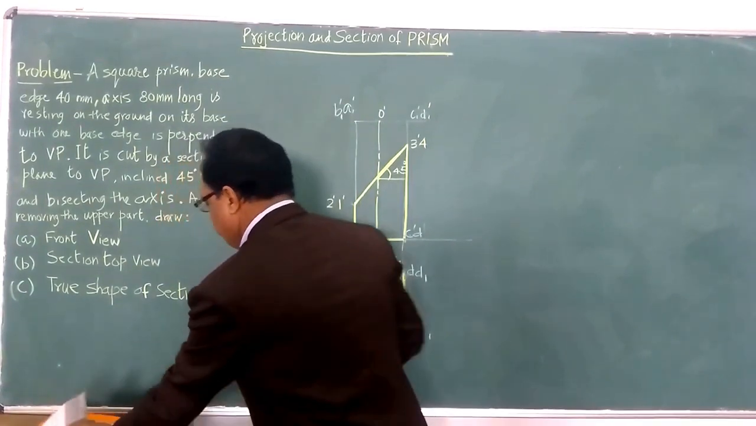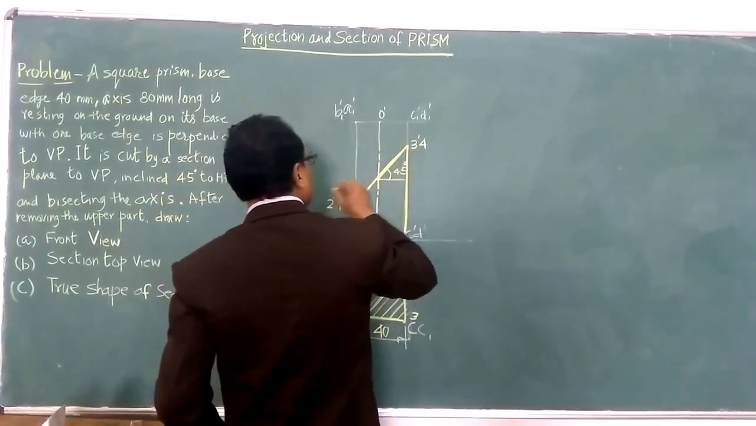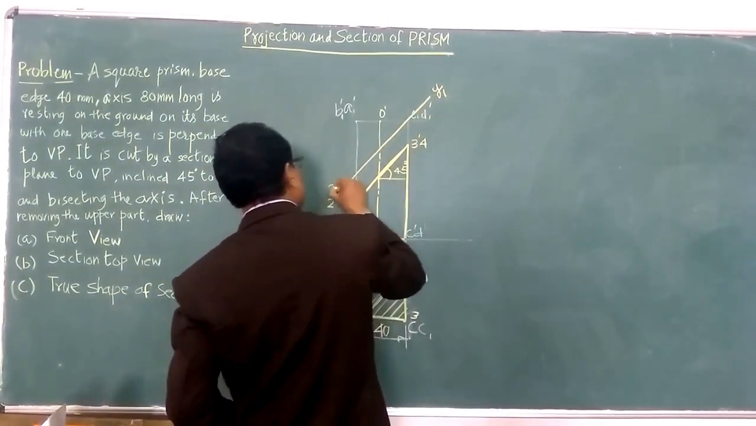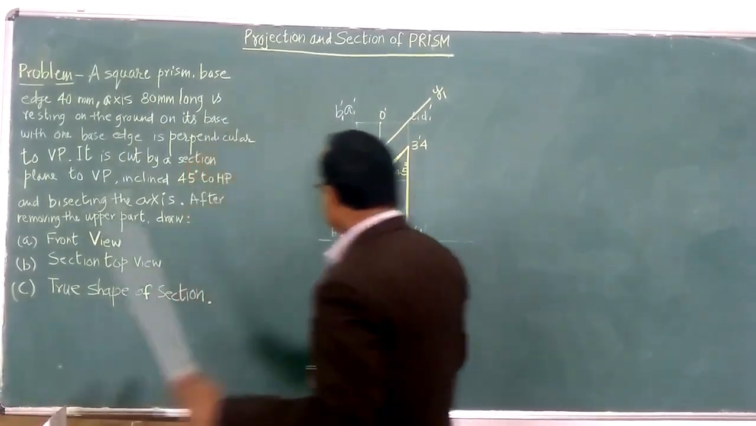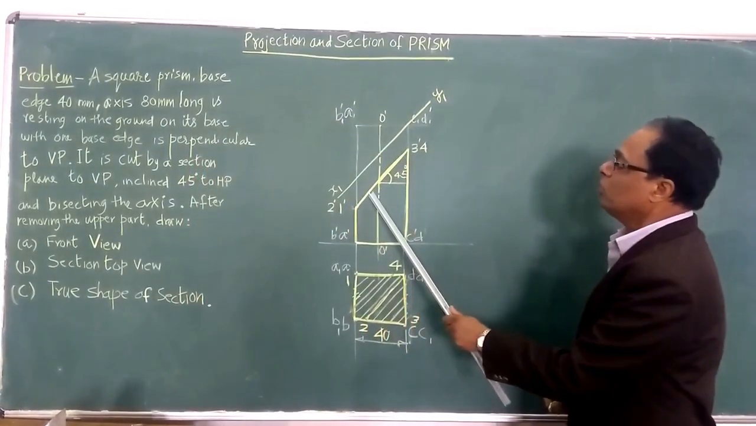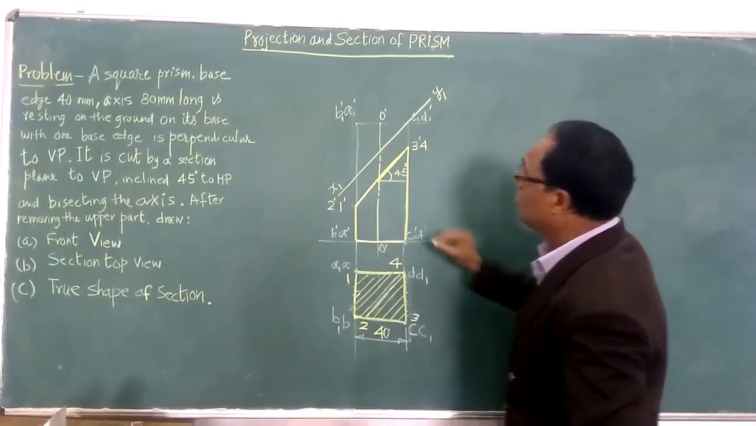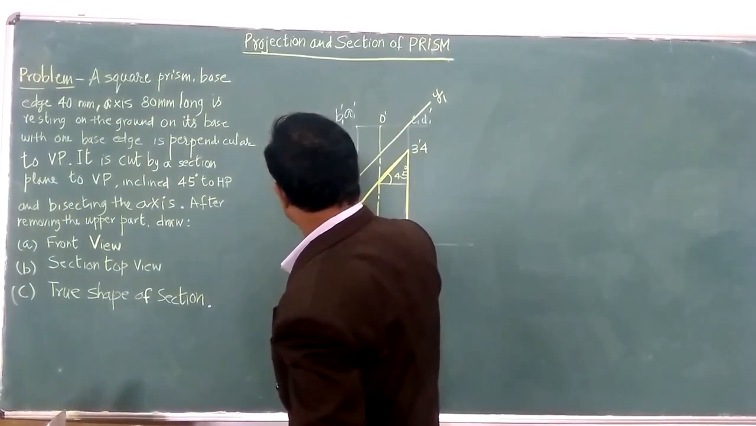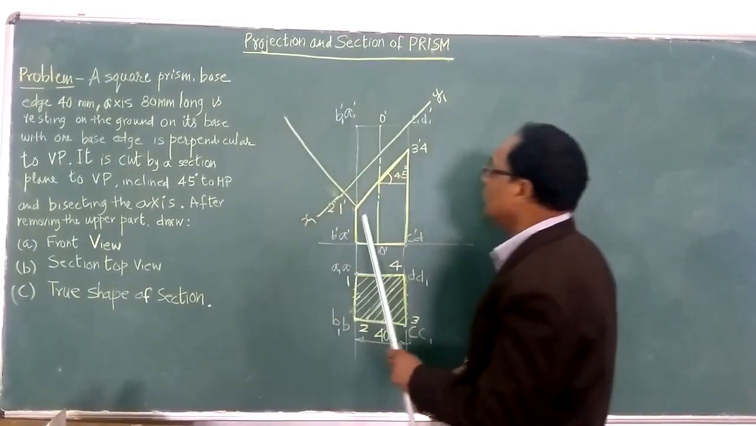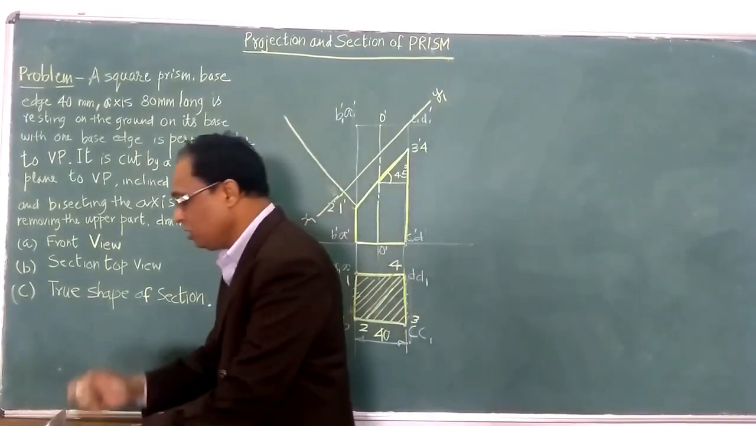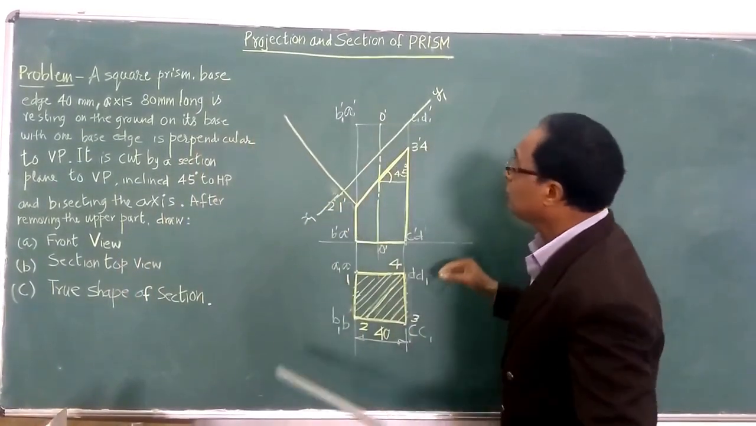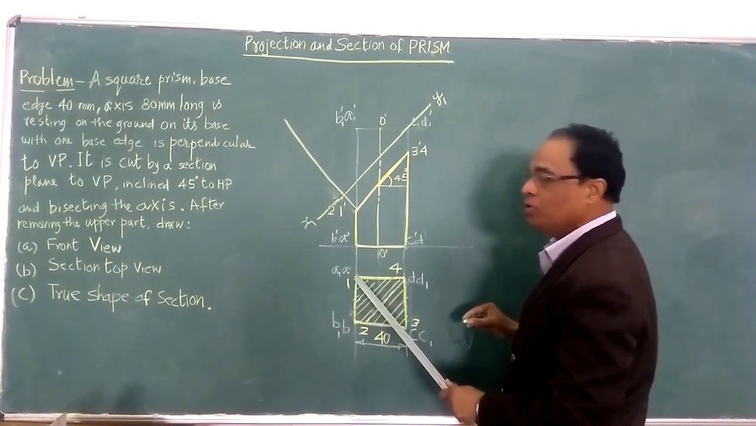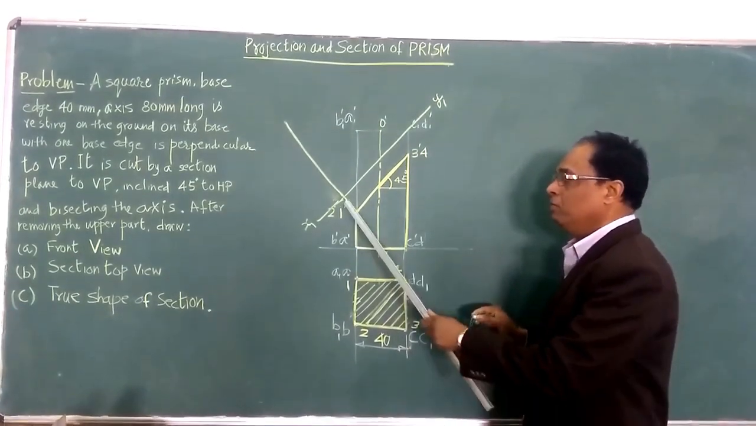For this, we draw a parallel line, a new ground line, parallel to the section plane. This is the new ground line drawn parallel to the section plane. Draw projectors. From 1 dash, draw the projectors to the new ground line. This is the previous view of point 1 dash.